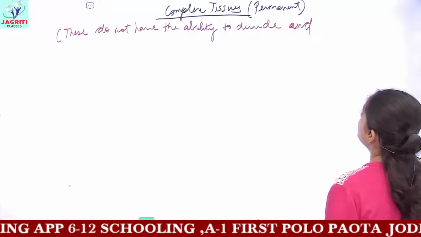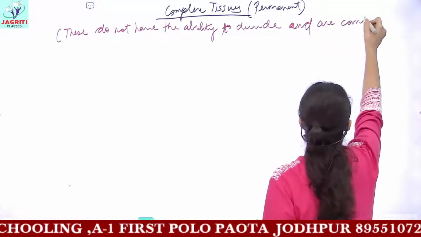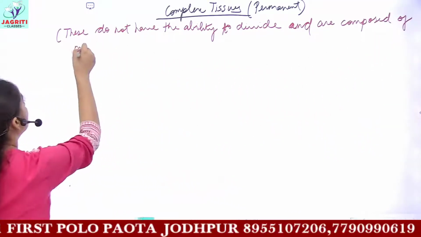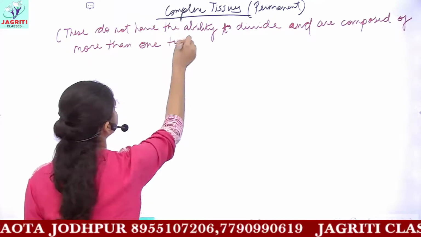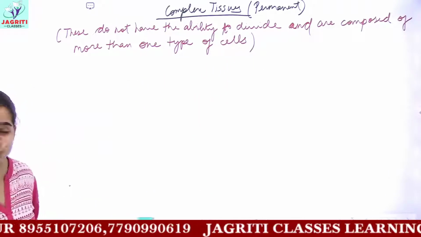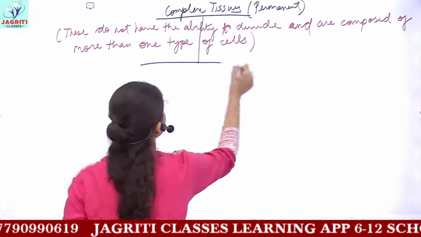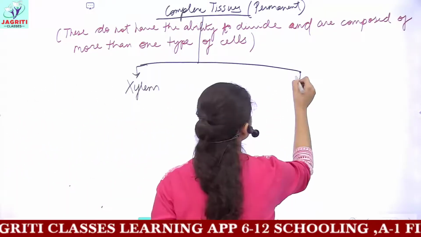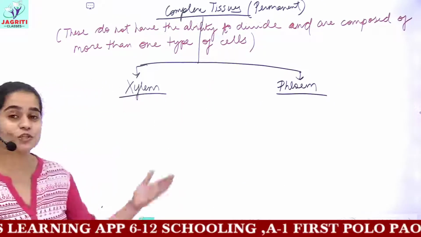These do not have the ability to divide and are composed of more than one type of cell. So these are known as complex permanent tissues, and we have two complex permanent tissues. The first one is called xylem and the next one is known as phloem. So these are the two complex permanent tissues found in your plants.